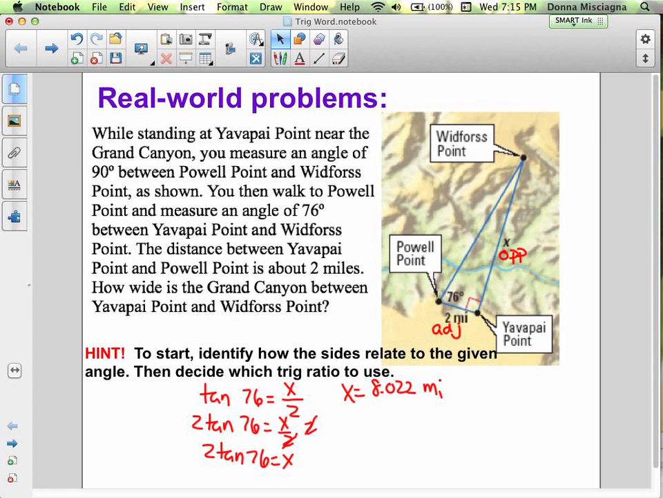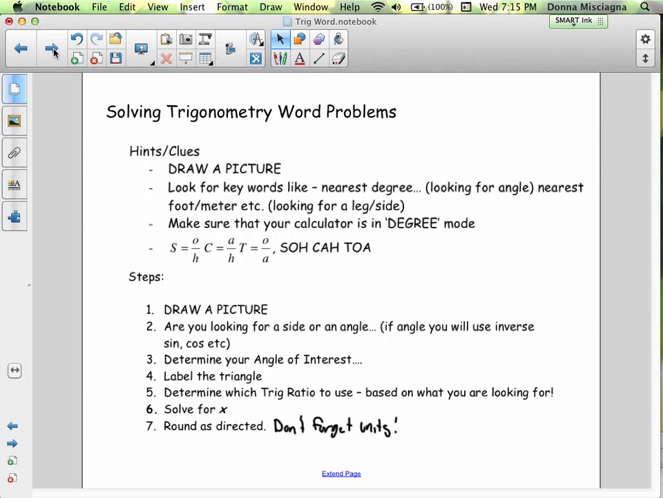There we found it. This is no different, really, than when I give you just a triangle to solve for a missing side. The only thing is when we don't have a diagram, we're going to have to draw one. And that means we're going to have to know a few vocabulary words. All right, so this is in your notes.